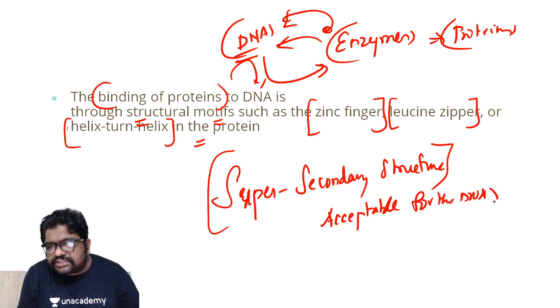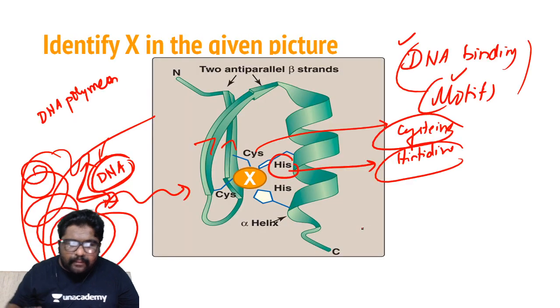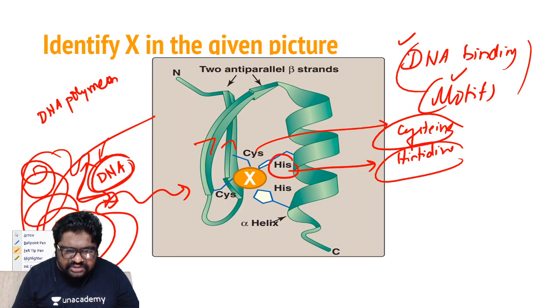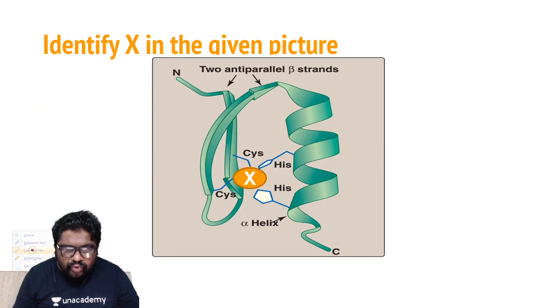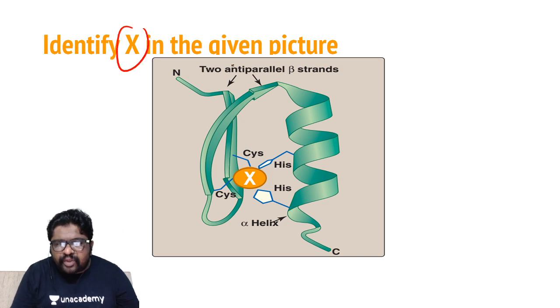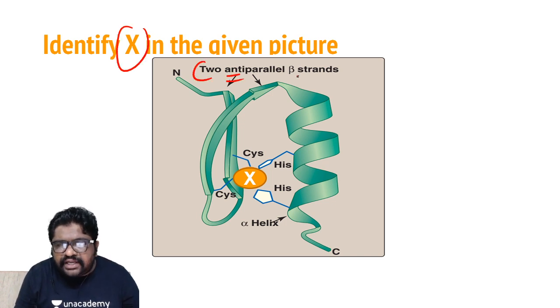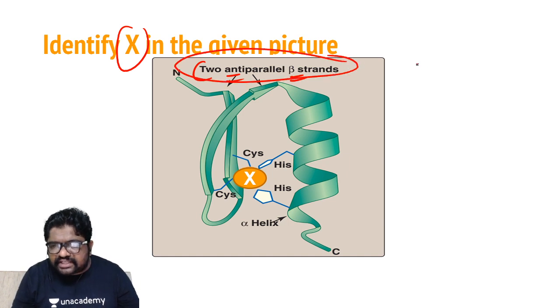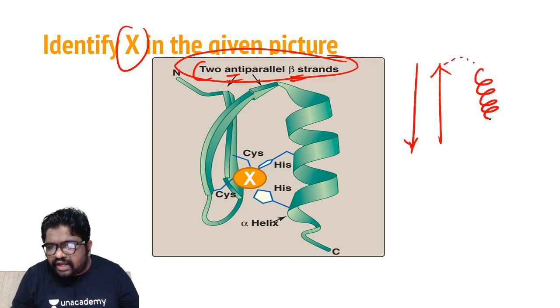This question and this picture may look very difficult for you, but I'm going to erase all the annotations. Look at it. I gave you the clue. Identify X in the given picture. What are the things you have to know? There are two anti-parallel beta sheets. What you are seeing here is anti-parallel beta sheet. One beta sheet is going this way, one beta sheet is going this way. And they are actually making contact with that of alpha helix.